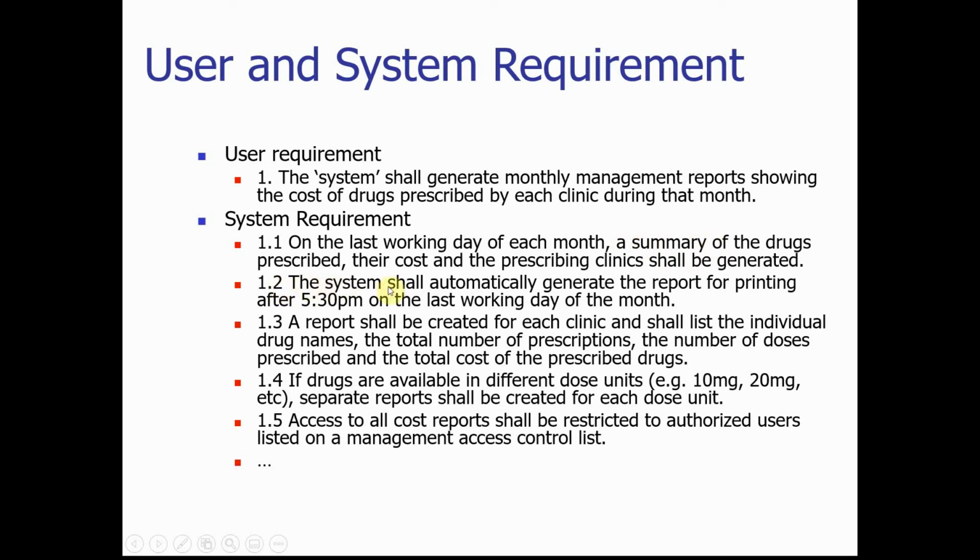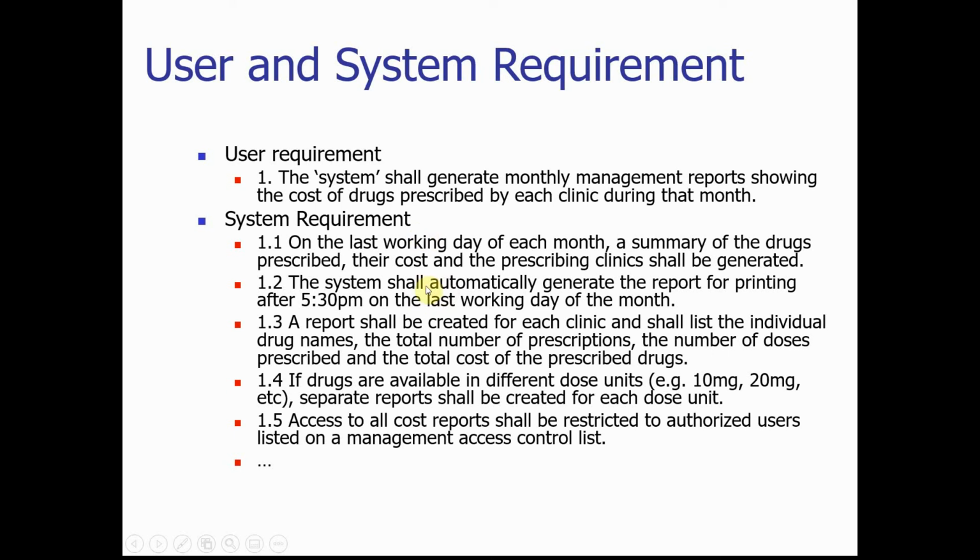And 1.2: the system should automatically generate the report for printing after 5:30 p.m. This one goes down to the time. The first one shows which day of the month and what information should be put in the report, and 1.2 shows the detailed timing. With 5:30 p.m., it will be much easier to write the program. After 5:30 is the cutoff time to generate the report. So when you write the code, you know what time to put in there. But from the user requirement, you cannot tell this information.